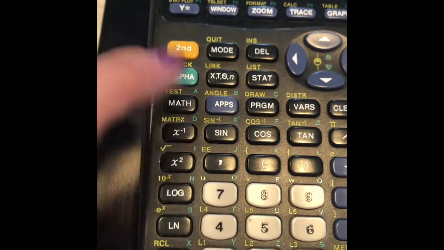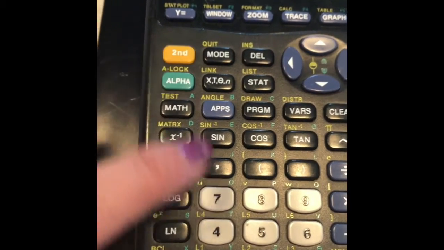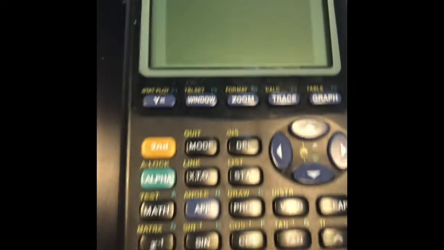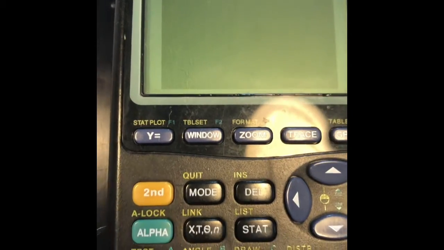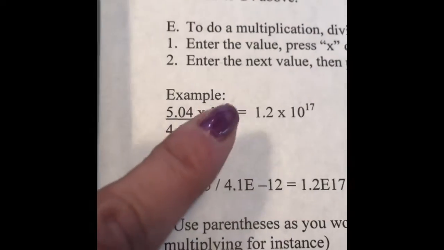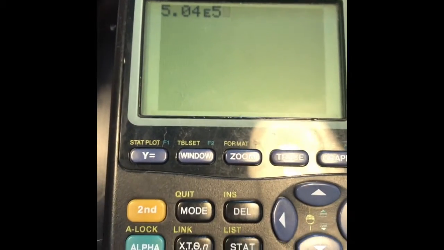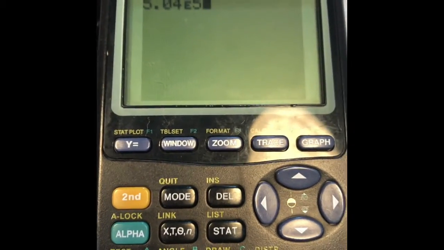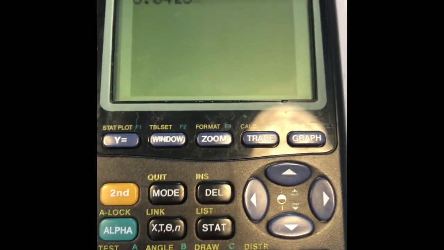So that's above the comma and it's orange or yellow, so we have to hit second. And what shows up is one E. Don't hit it twice so you get two E's. We're done with that. And then the exponent that the problem says to type is a 5. So you are not typing a 10 at all. That E represents times 10 raised to the 5th.